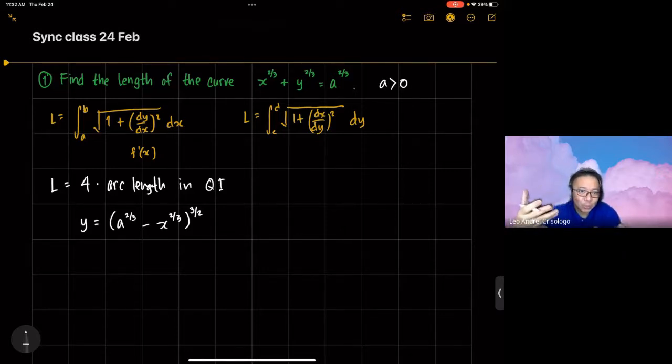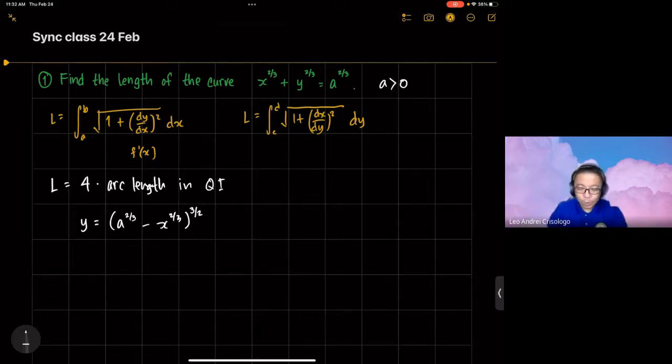But when you're taking the square root, tama ba? No, you're squaring. What did we do? 2/3, no? You're taking the square root of both sides. So you're raising it to the third power and you're taking the square root. So when you take the square root, usually meron kang plus minus. So we'll just take yung plus para makuha natin yung upper portion ng curve.